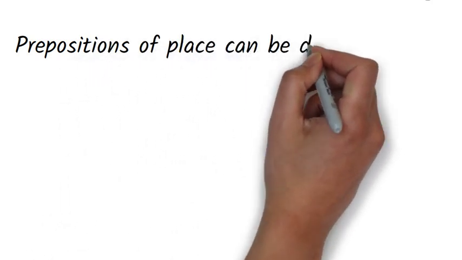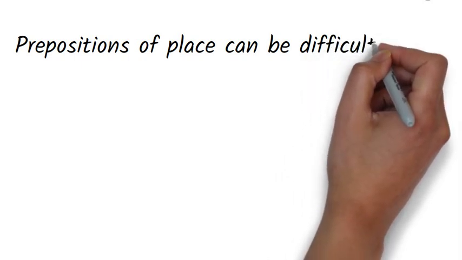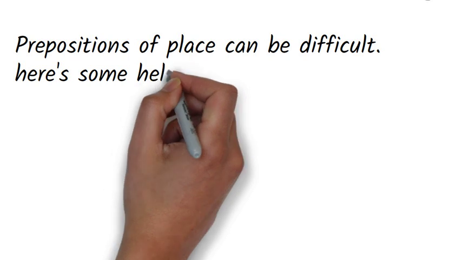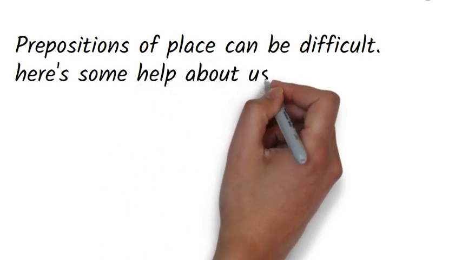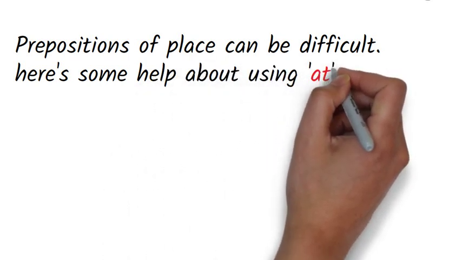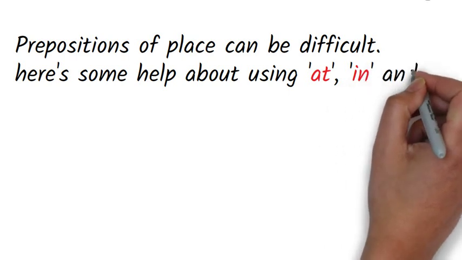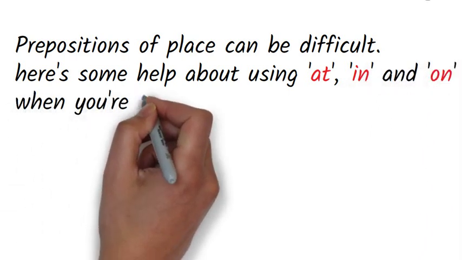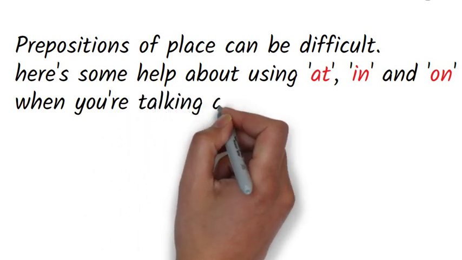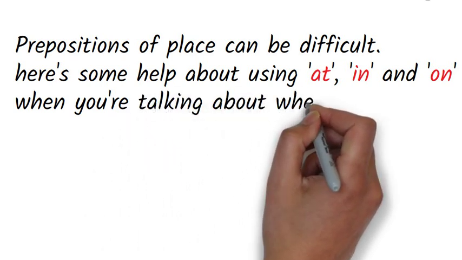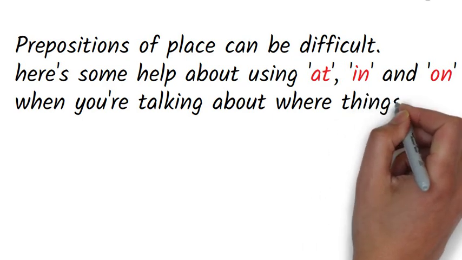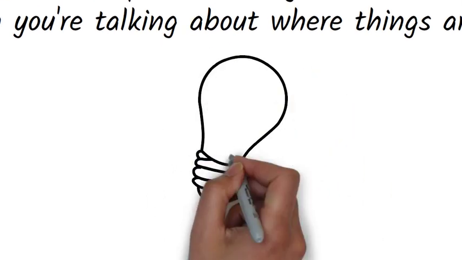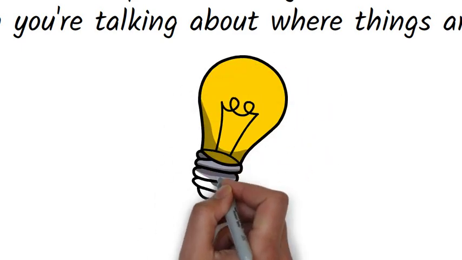Let's start the lesson. Prepositions of place can be difficult، يعني ظروف المكان باللغة الإنجليزية نوعا ما صعبة. Here is some help about using at, in and on. يعني سأبسطها لكم وإن شاء الله الكل سيفهمها من اليوم فصاعدا. When you are talking about where things are. Now let's start our lesson.